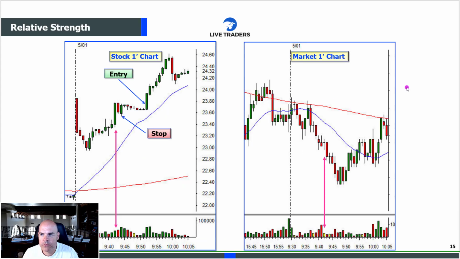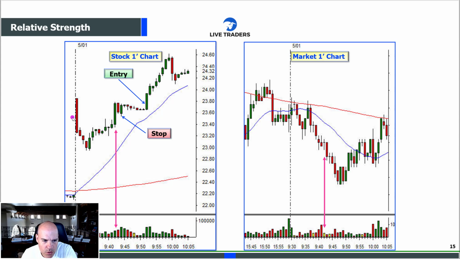Now, relative strength. What about this? We saw the Apple trade, right? I showed you that earlier, which was a pretty good one. But take a look, and this is on a 1-minute chart, but take a look at the market. All right? You have the market over here just getting hammered, right? Chop, chop, chop, lower, lower, lower, lower. What's this stock doing while the market's getting hammered?